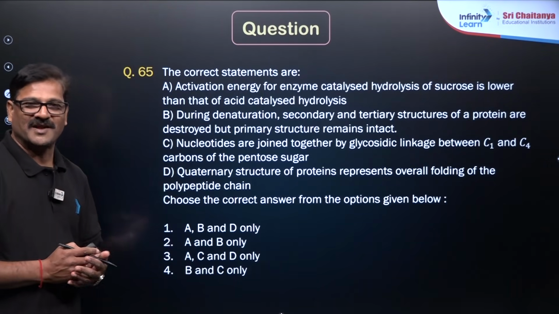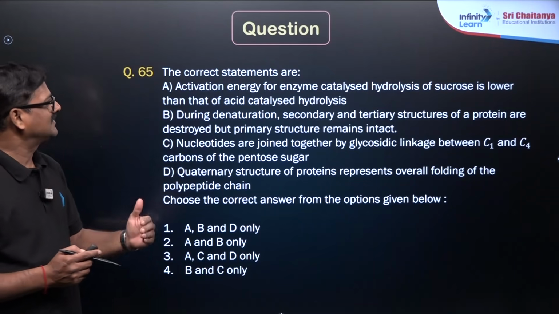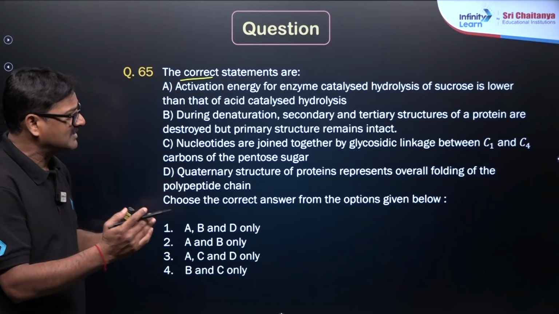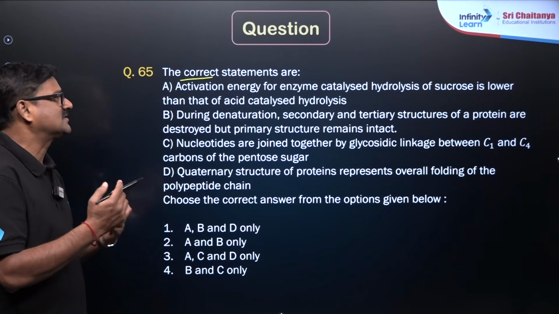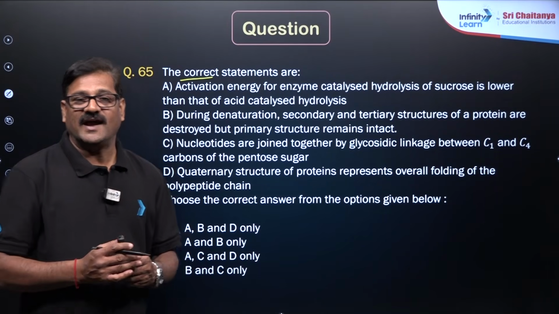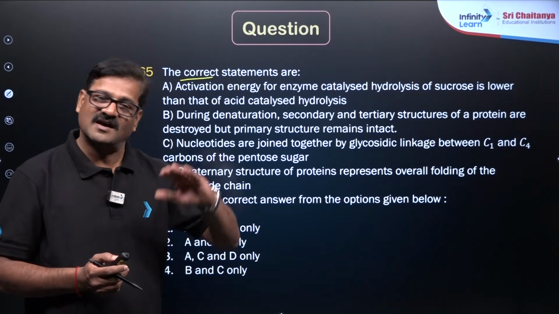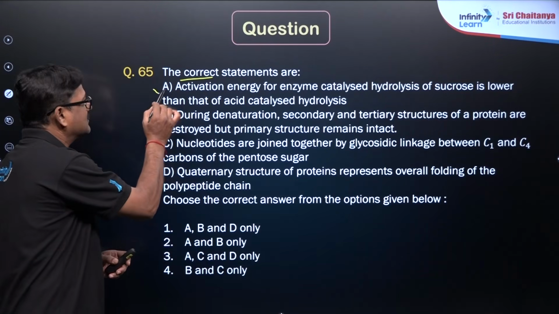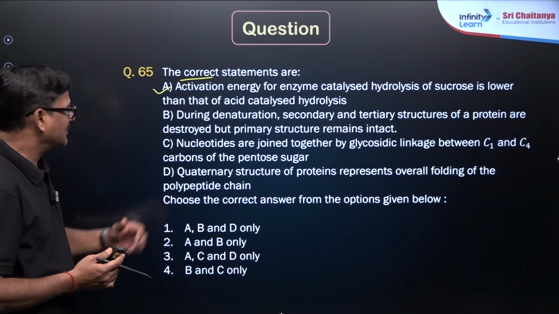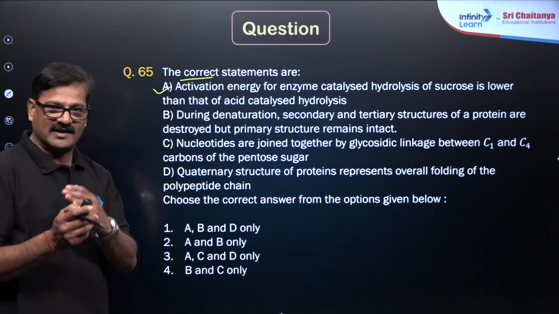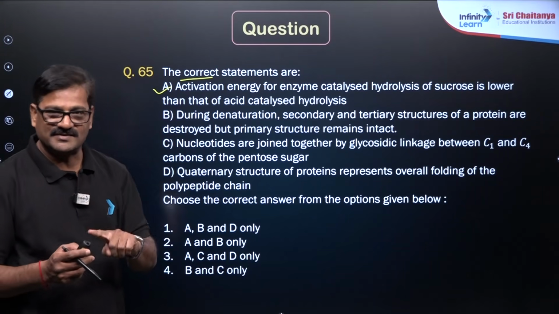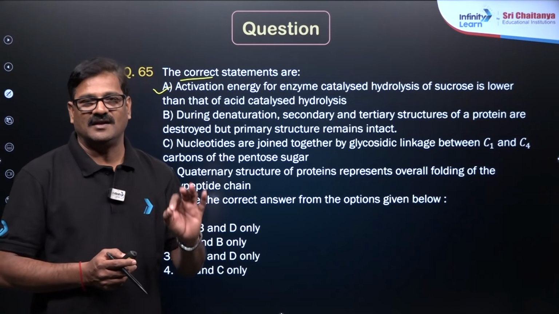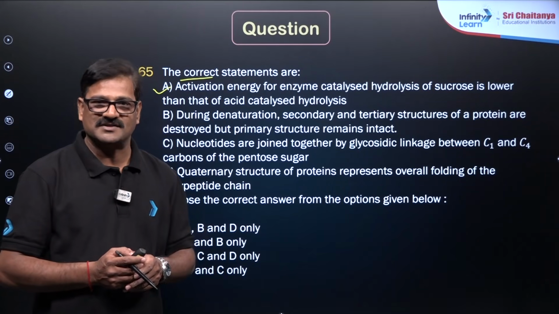Children, this is a question from biomolecules. Let us see what the correct statements in it are. So carefully read it. Activation energy for enzyme catalyzed hydrolysis of sucrose is lower than that of acid catalyzed hydrolysis. Yes, the activation energy of enzyme catalyzed reactions is always less as compared to normal catalyzed reactions. So we can say this is going to be a correct statement. And during denaturation of a protein, protein has 4 levels of hierarchy: primary structure, secondary, tertiary, quaternary structure. So primary structure is a specific sequence of the amino acids present in the protein.